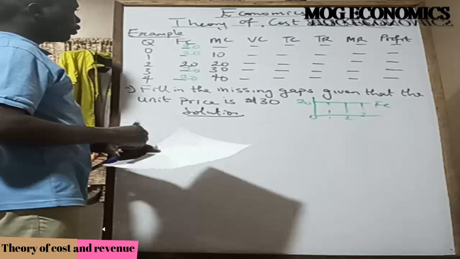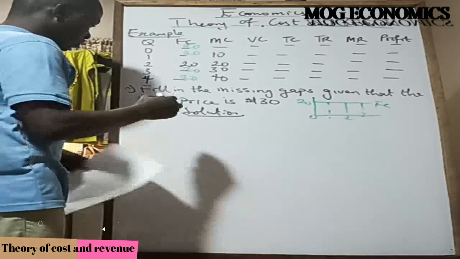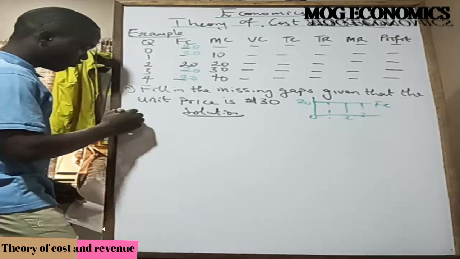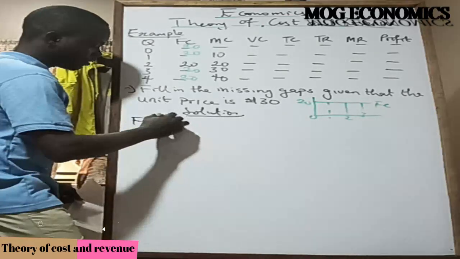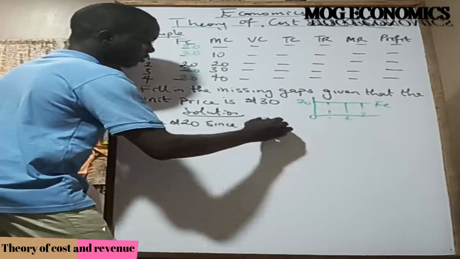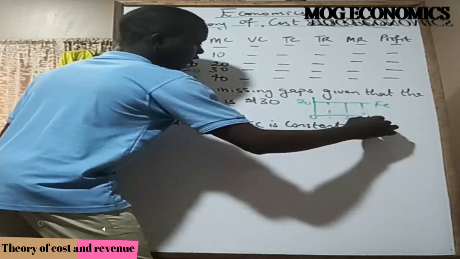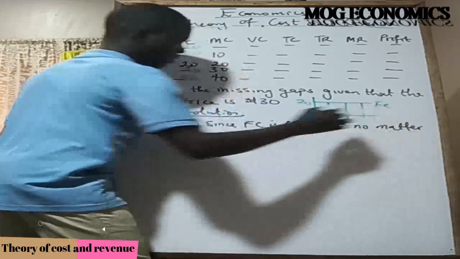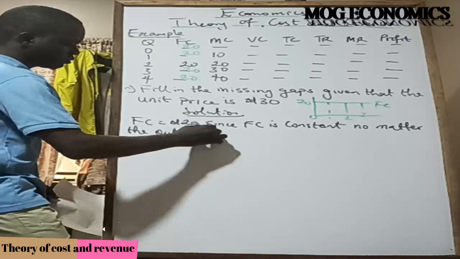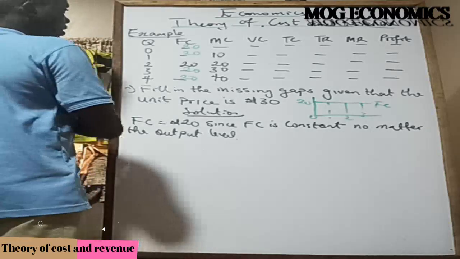We have the fixed cost, we have marginal costs. So what can we use here? You can't get variable cost because, if you remember, total cost... Okay, let me just write the first answer. Fixed cost equals 20 naira since fixed cost is constant no matter the level of output. And then you're looking at it and thinking, oh wow, so what can we do here?